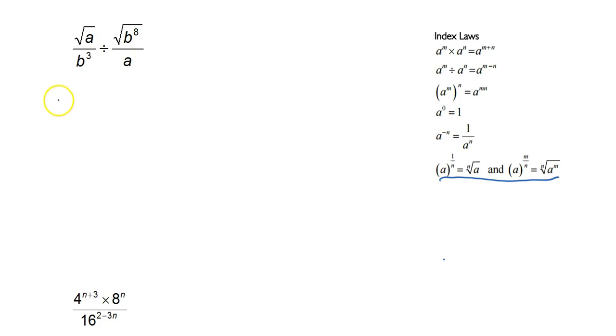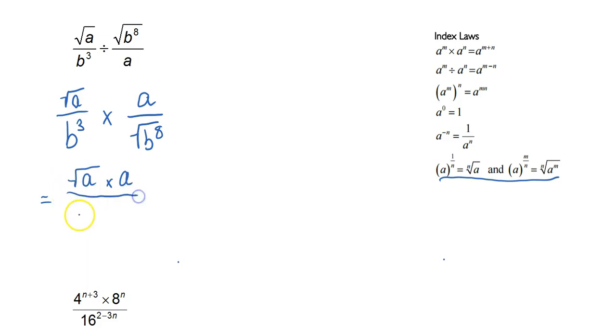So the first one stays the same. The second fraction flips upside down. It's got to be the second fraction. You can't flip the first one. And it changes into a multiply. Tip and times, or you might have heard it invert and multiply as well. So then we can simplify. We multiply fractions by multiplying the top first, so square root of a times a, and multiplying the bottom, b cubed times square root of b to the power of 8.